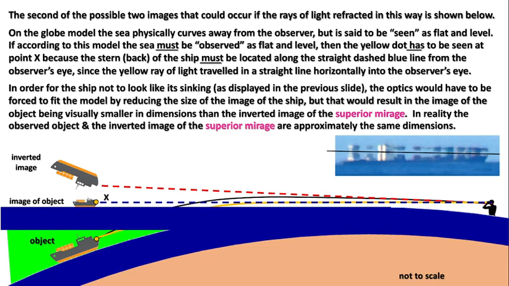In order for the ship not to look like it's sinking as displayed in the previous slide, the optics would have to be forced to fit the model by reducing the size of the image of the ship, but that would result in the image of the object being visually smaller in dimensions than the inverted image of the superior mirage. In reality, the observed object and the inverted image of the superior mirage are approximately the same dimensions.